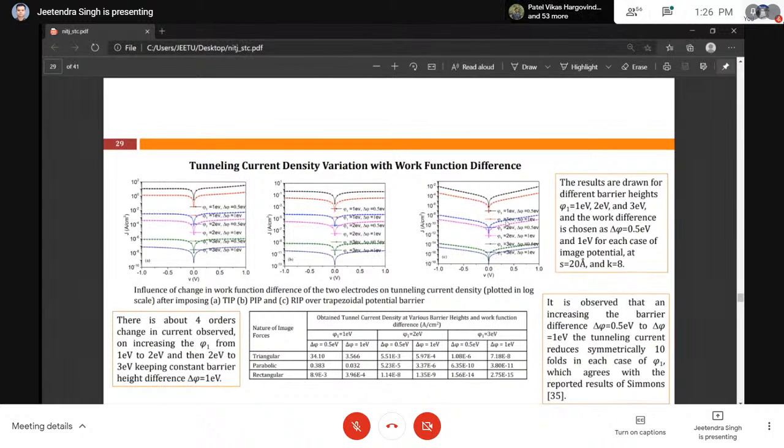trapezoidal barrier. So you can see that first we consider phi 1 as 1 electron volt and del phi is 0.5. Then the second one shows phi 1 is 1 electron volt and del phi is 1 electron volt. So when we increase del phi, that is, when we increase the work function difference, the current will reduce, and also if we increase the barrier height, the current will also reduce. So this kind of nature we can observe.